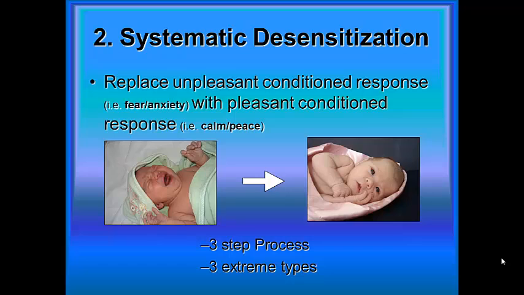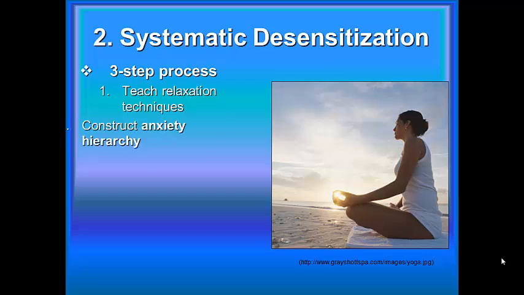It's a 3-step process, and what we do is we first of all teach relaxation techniques, then construct an anxiety hierarchy. So we're going to take all those different things that cause me anxiety and rank order those from the least anxiety causing to the most anxiety causing. Let's say I'm afraid of spiders. The least anxiety causing is going to be maybe knowing that there's a little tiny spider in the room with me, all the way up to the most anxiety causing, which would be being in a room full of spiders where they can crawl all over me. Okay, yeah, no thank you.